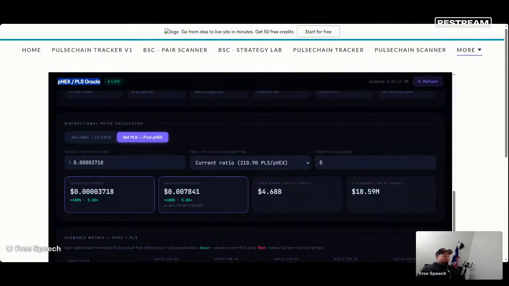Read the verdict box below the gauge bar. It will tell you in plain English: Pulse looks cheap versus pHEX, or Pulse looks expensive versus pHEX.